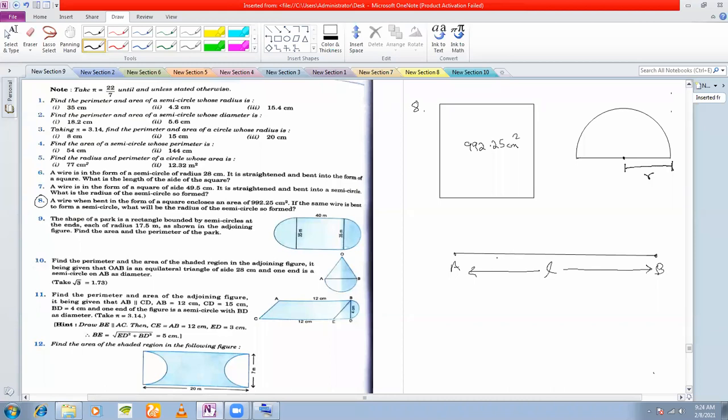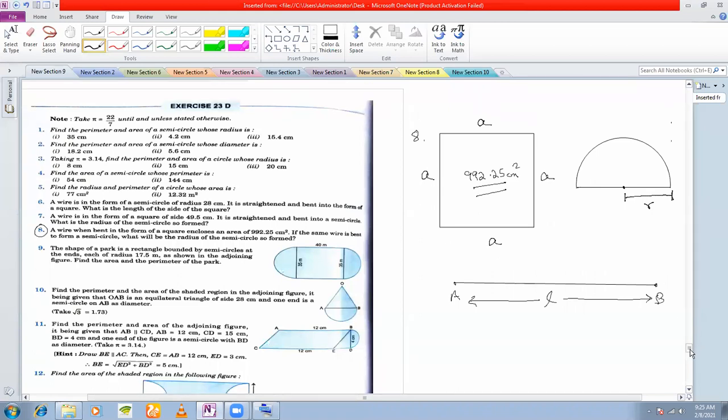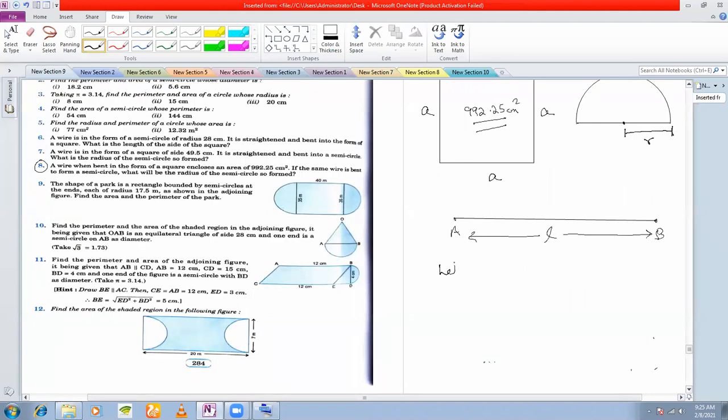In this case, when we are making a square, we know the area of the square. In the previous question, when we were first making a semicircle, we knew the radius of that semicircle. So I start by saying, let each side of the square be A. If each side of the square is A, what is the area of this square? A square. So A square must be equal to 992.25. So let's first find each side of the square.